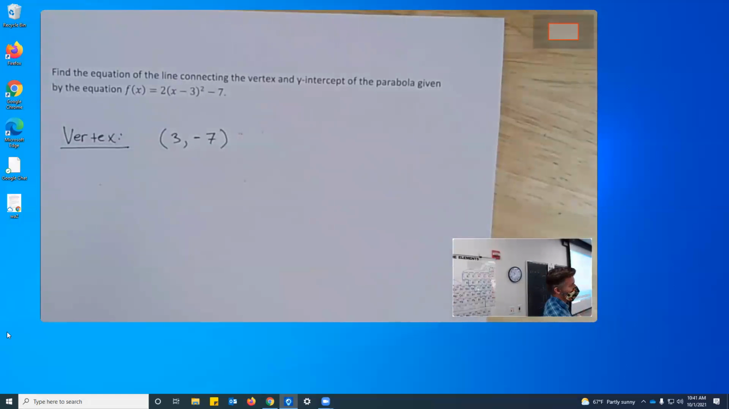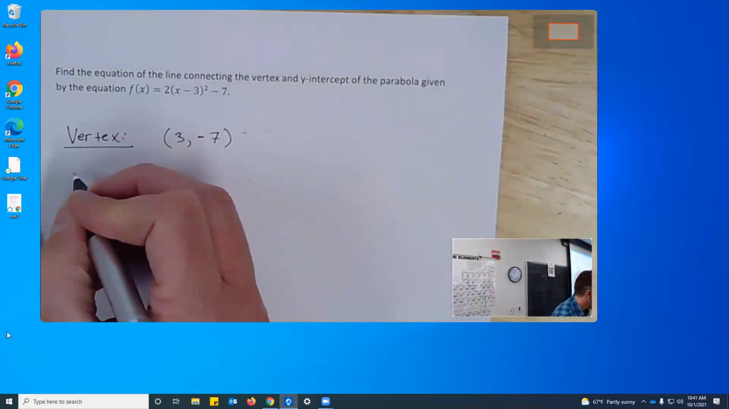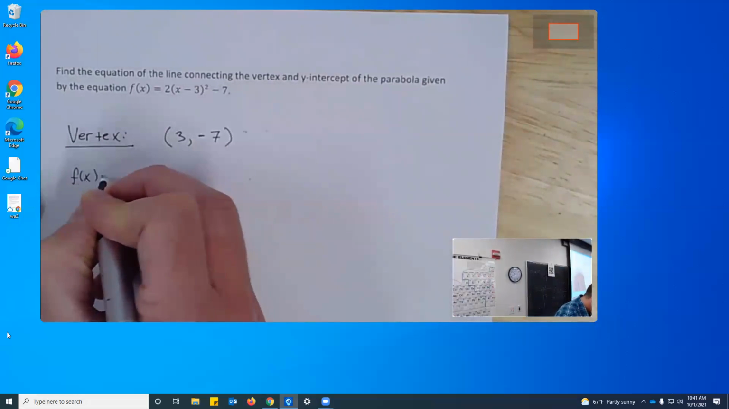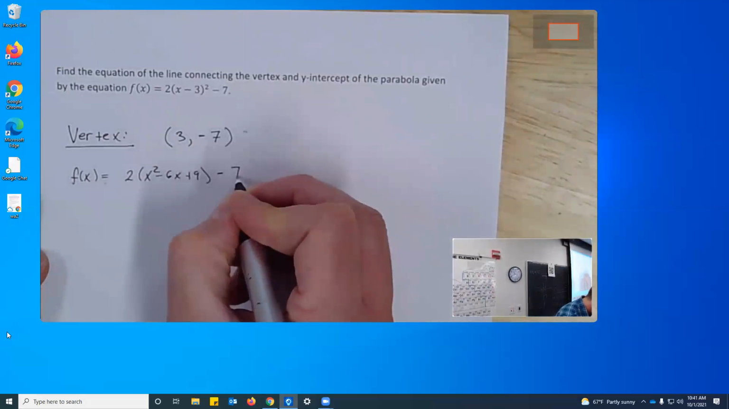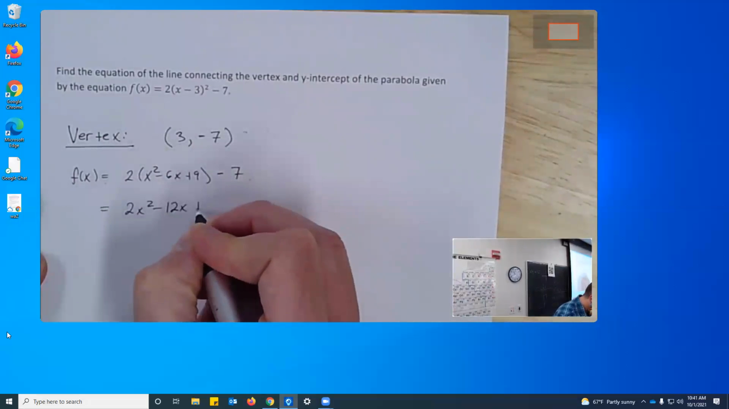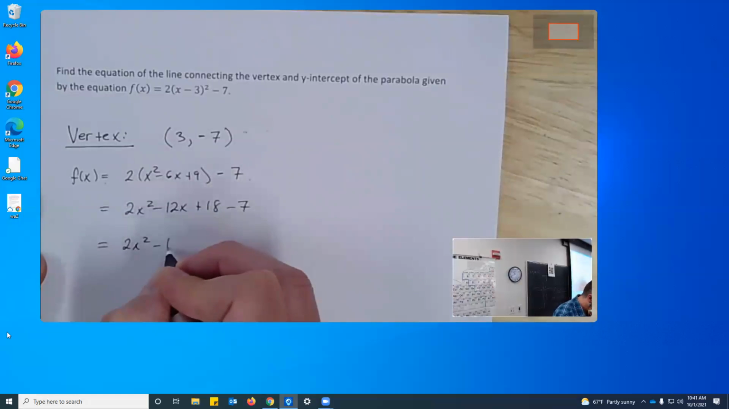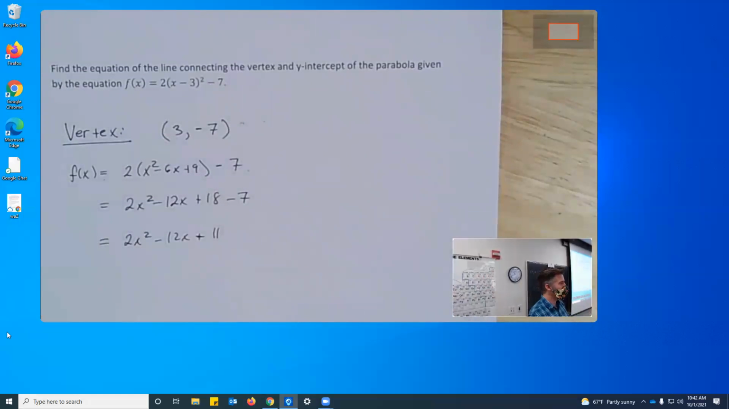Another way you can find the vertex is actually doing it the long way. You could multiply this whole thing out and write it in the more standard form of a parabola. So let's do that. If we multiply this out, you get 2 times x squared minus 6x plus 9 minus 7. And then that's going to be 2x squared minus 12x plus 18 minus 7, which is 2x squared minus 12x plus 11.